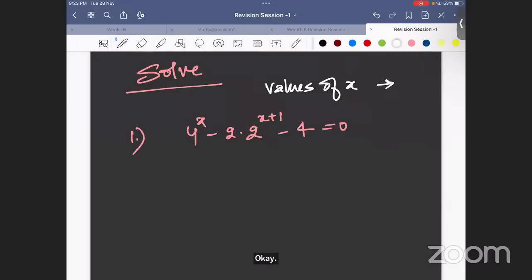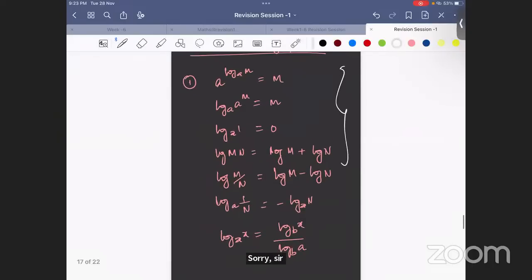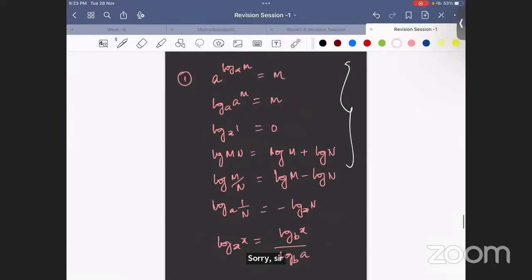Sir, please show me the loss of log. I'll take a picture, sir. Sorry, sir. Okay. Thank you, sir.